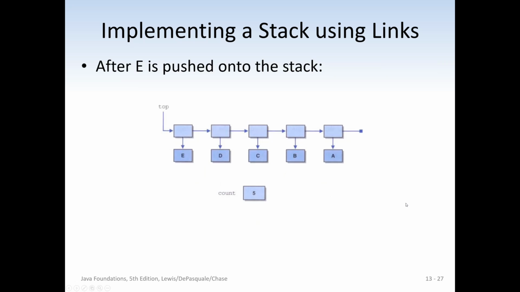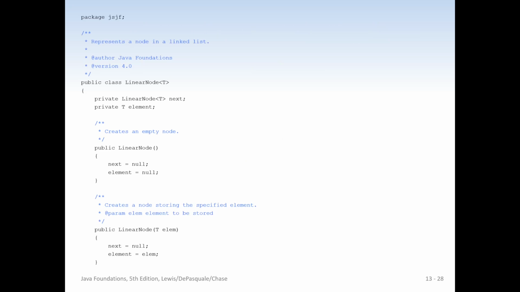It's pretty straightforward to see how it works. So when we put one on, all we have to do, we make the new node, we make the element inside the node point to the E object. Then we set the next pointer to point to top, and then we set top to point to the current thing that we're looking at, right? The current one that we're adding. So it's very easy to add these things onto the stack. Very straightforward. So let's look at some of the code for this.